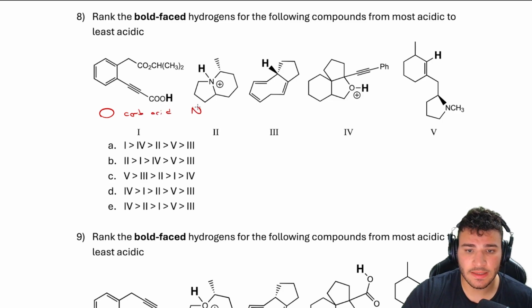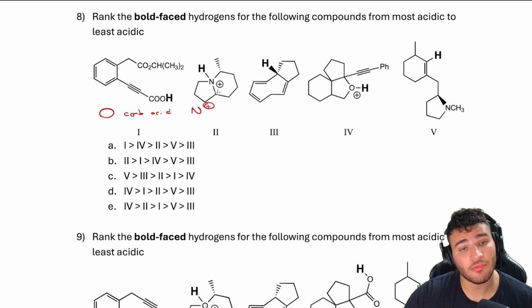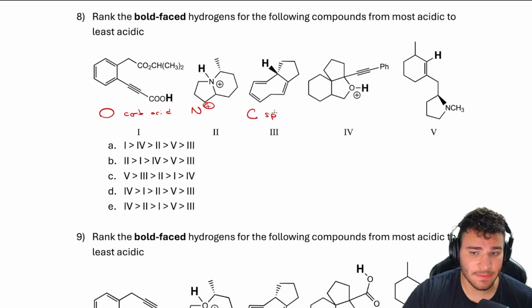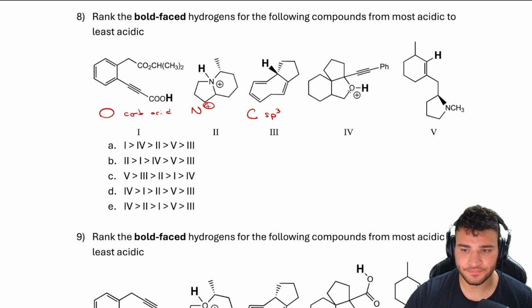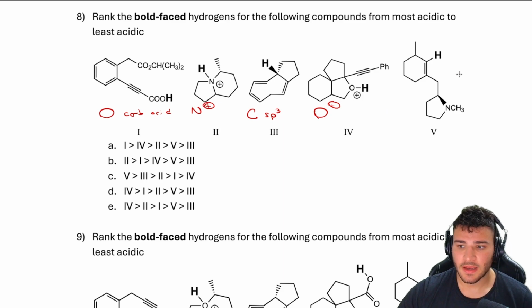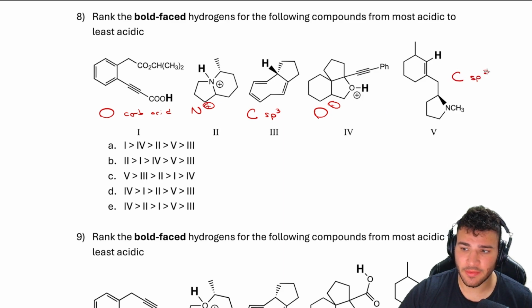In structure 2, we're connected to a nitrogen that is positively charged. That's important to mention. In structure 3, we're connected to a carbon that's just sp3 hybridized, probably going to be the weakest. In structure 4, we're connected to an oxygen that is positively charged. That's really important to mention. And then in structure 5, we're connected to a carbon that is sp2 hybridized.